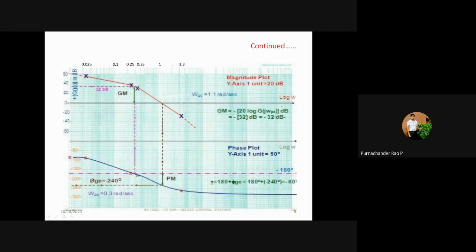So first, at 0.025 we are getting 58. Then at 0.25 it is around 38, and at 0.33 we got 33. Next, at 3.3 we got minus 27. So we have to locate these points first. Always we have to locate these points.